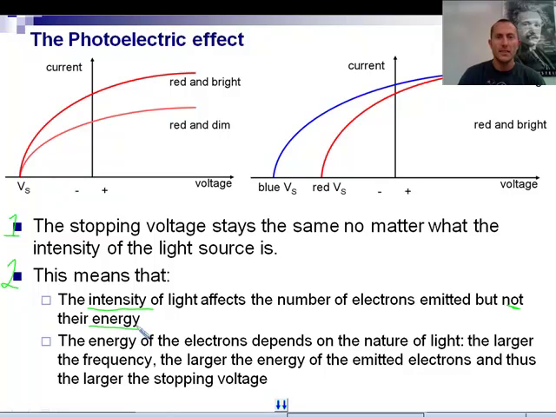So the more intense the light, the more photoelectrons emitted, but they still all have the same energy. The energy of the electrons depends on the nature of the light, and by that we mean the frequency of the light. Higher frequency, shorter wavelength radiation ejects higher energy photoelectrons.